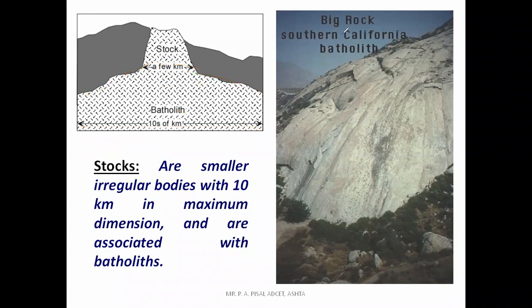So this is the batholith. When you look here, such huge rock bodies are present in the Karnataka state. When you go towards the Hampi, Hospet area, in that area such large granite bodies are present and are considered batholiths.